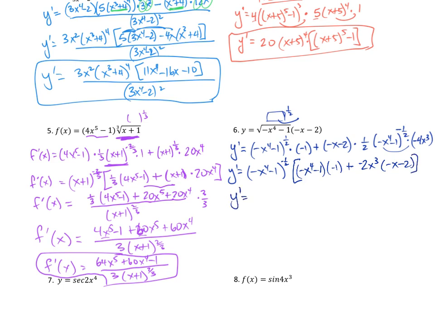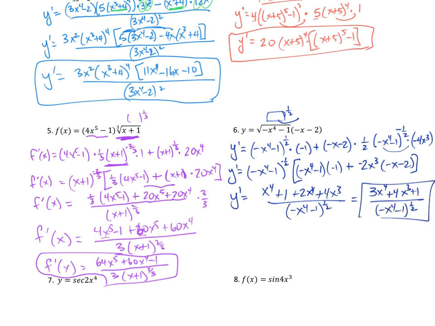And cleaning this up a step further and combining like terms and everything, you'll end up on the top with x to the fourth plus 1 plus 2x to the fourth plus 4x cubed all over this negative x to the fourth minus 1, and this will be to the 1/2 power. You can even take this a step further and say this is 3x to the fourth plus 4x cubed plus 1 over this negative x to the fourth minus 1 to the 1/2 power. And that would be your answer.